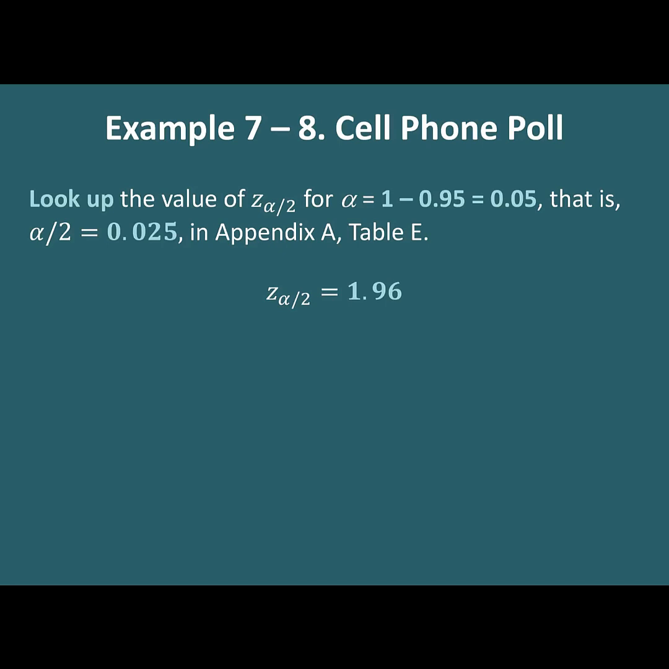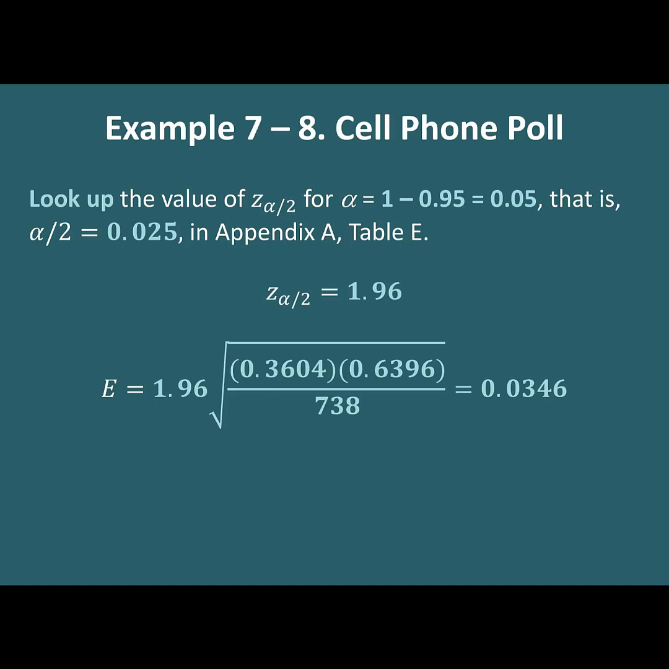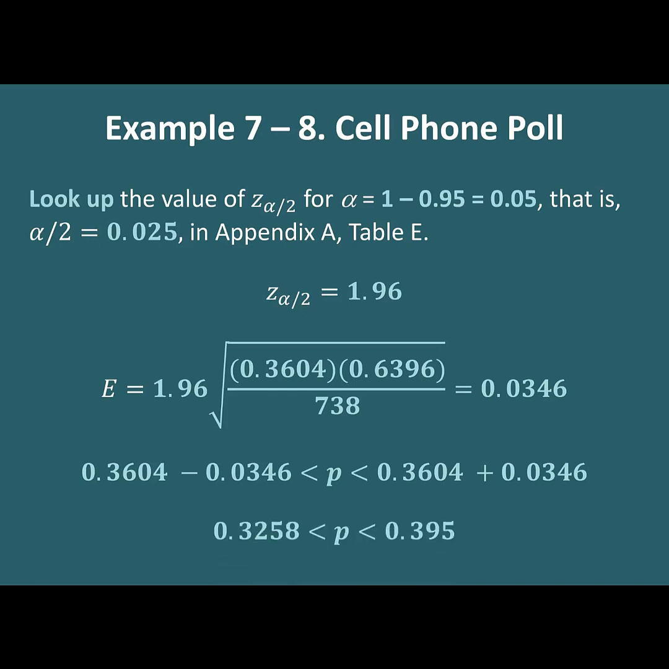Using the appropriate values for the margin of error, we plug them into the formula, and we get 0.0346. Now we go ahead and take this value and both add and subtract it from p hat in order to find our true estimate of our population proportion. By adding and subtracting to p hat, we end up with 0.3258 ranging up to 0.395.